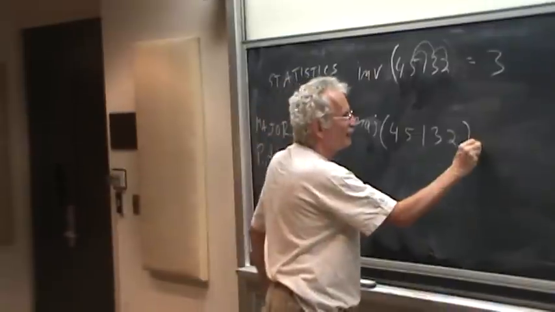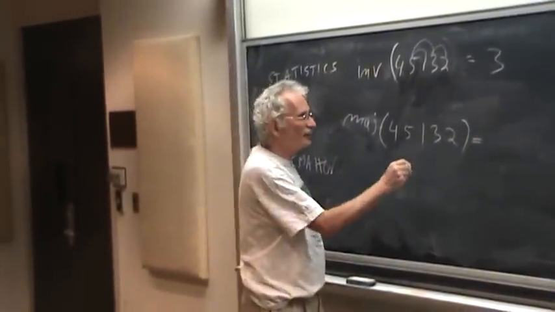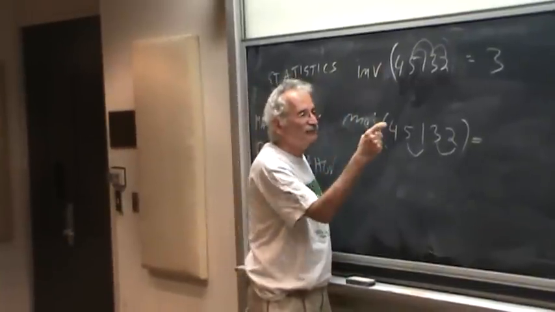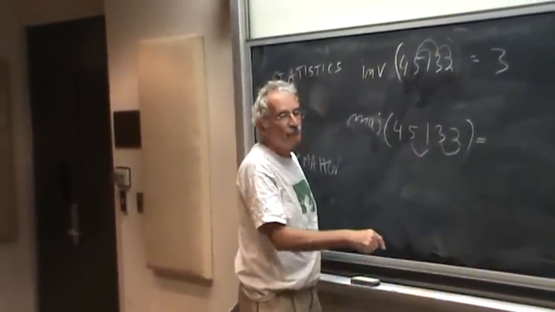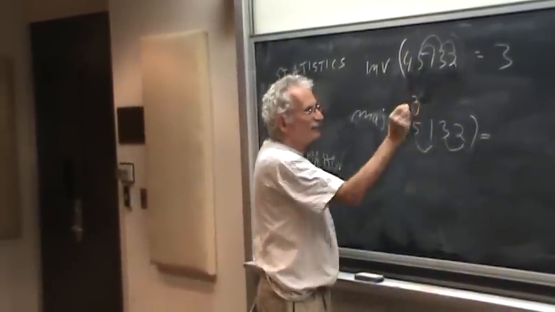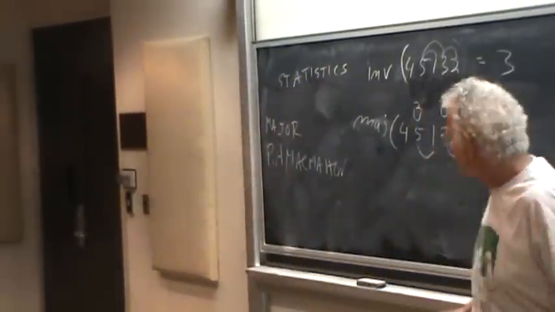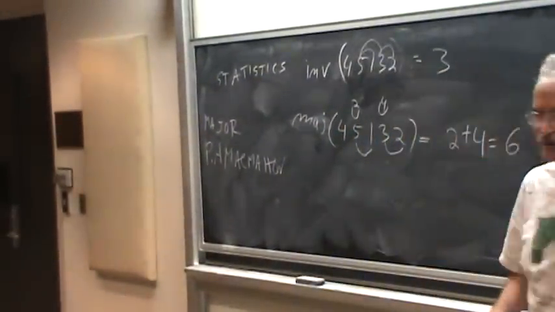Anyway, the other statistic, the major index, is where you look at all the immediate descents, whenever something is bigger than its neighbor right after it. But you don't just count them, you add up the places. So that's the second place, and that's place number 4. You add them up, and you have another numerical attribute of permutations.